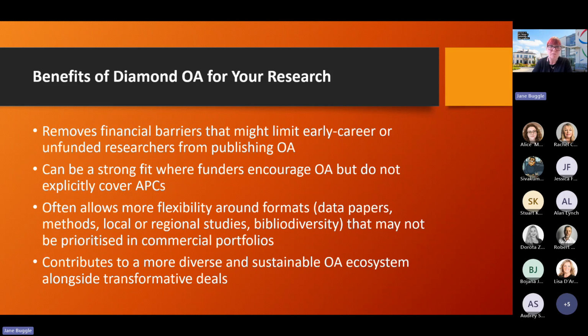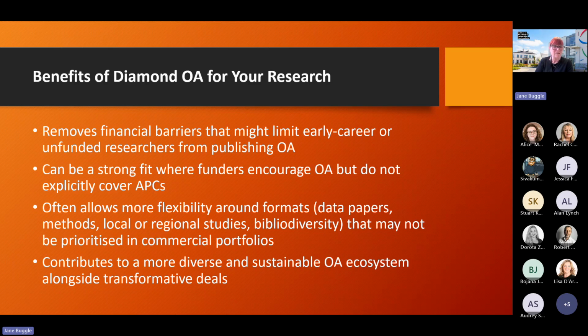So what are the benefits of Diamond Open Access for your research? It removes financial barriers that could limit early career or unfunded researchers from publishing OA. It can be a strong fit where funders encourage OA but do not explicitly cover APCs. So I just mentioned that on the last slide. It often allows more flexibility around formats. So data papers, methods, local or regional studies, bibliodiverse materials. So for example, Irish language material, things that mightn't be prioritized in commercial portfolios. And it contributes to a more diverse and sustainable OA ecosystem alongside transformative deals.